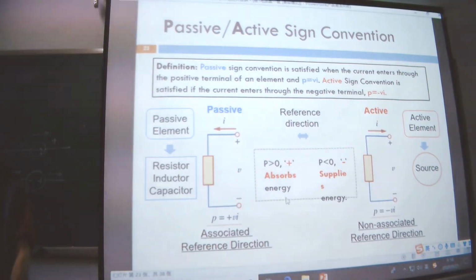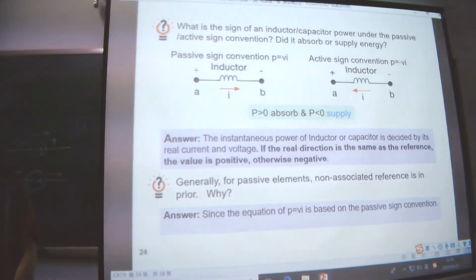For this case, when P is greater than 0, it absorbs energy. For this case, when P is less than 0, it supplies energy. We find it's not related to the sign convention. Okay, what is the sign of the inductor's or capacitor's power under the passive sign convention? Does it absorb or supply energy?